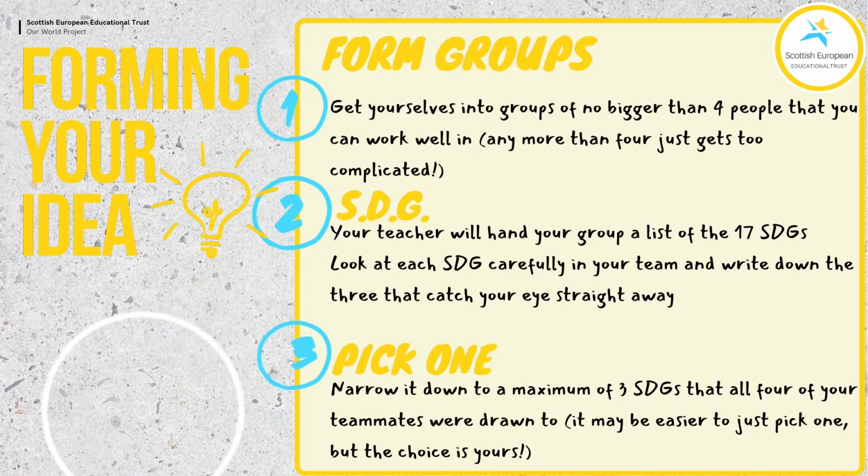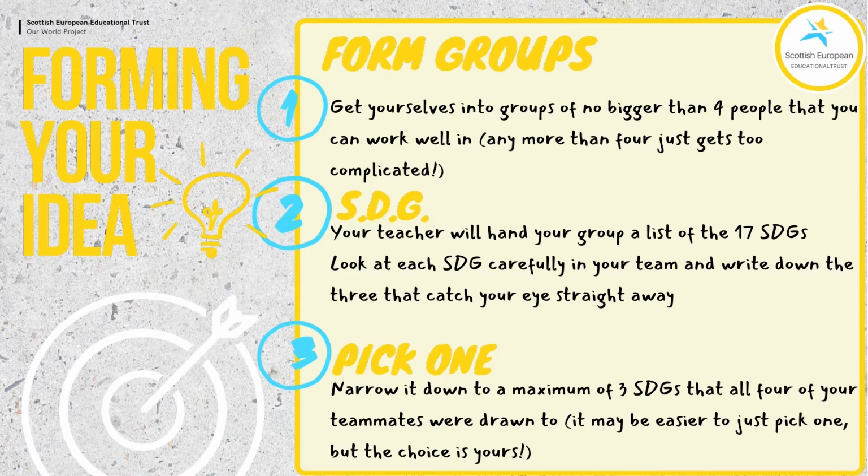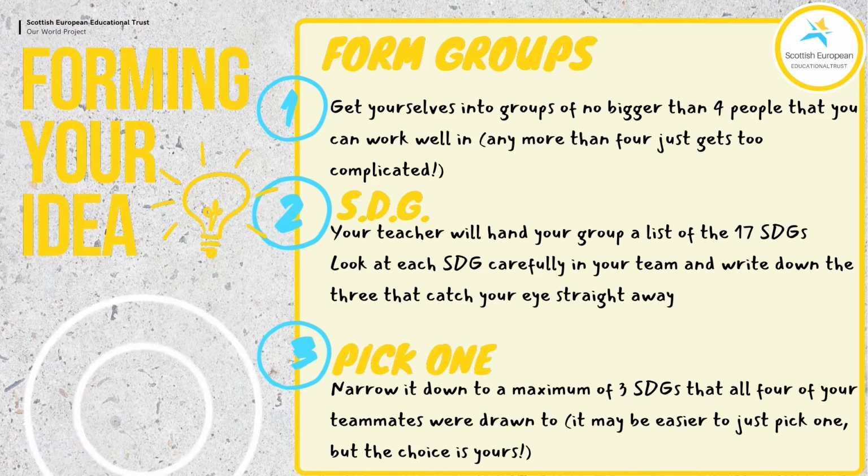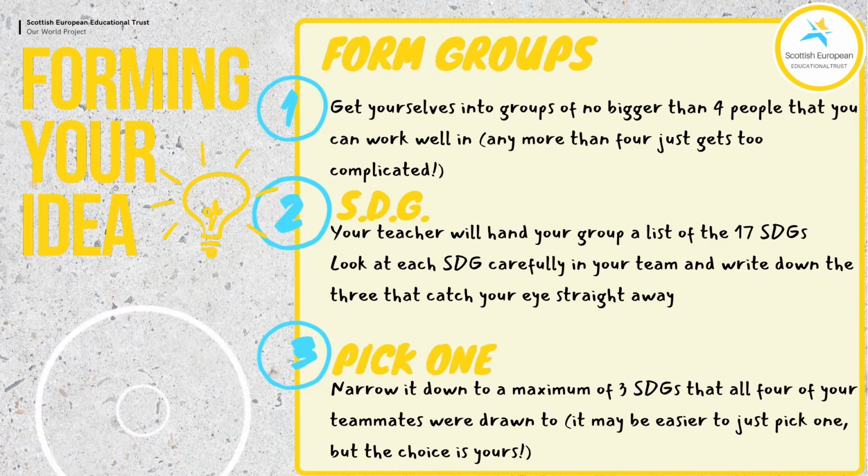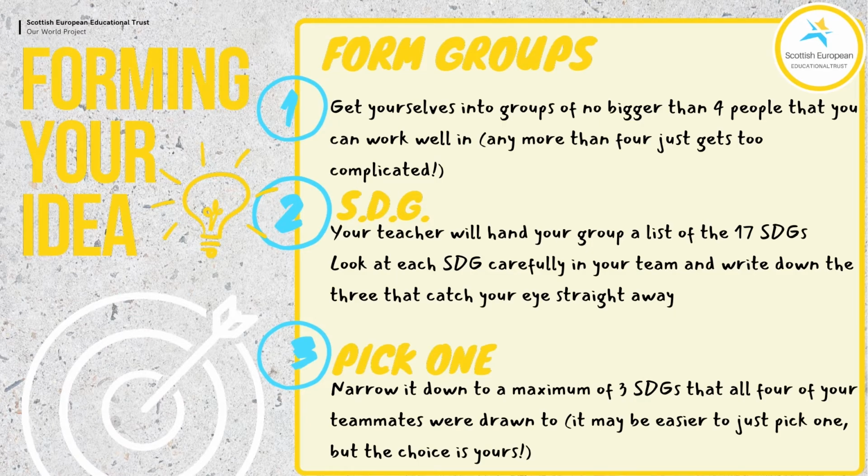And then once you've found your group of 4, your teacher will hand you the list of the 17 different SDGs. I want you to look at each SDG very carefully in your team and write down the 3 that catch your eye straight away. Then once you've got your 3 each, I would like you to narrow it down even further to just 1 or 2 SDGs that all of your teammates felt quite drawn to. It may be easier to just pick 1, but the choice is completely yours. So please do that now.